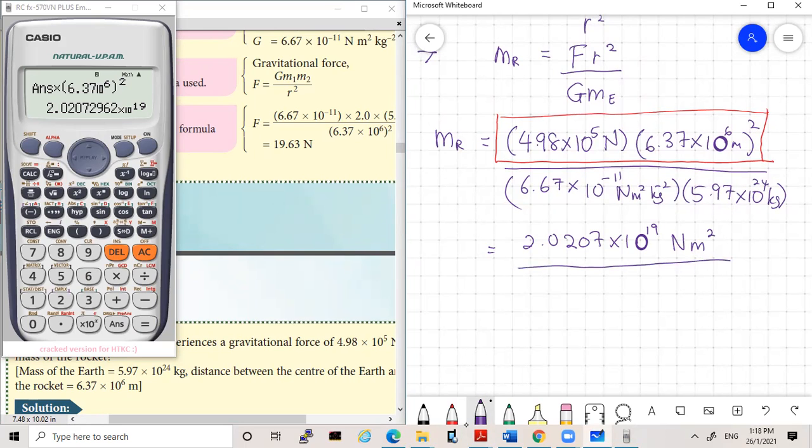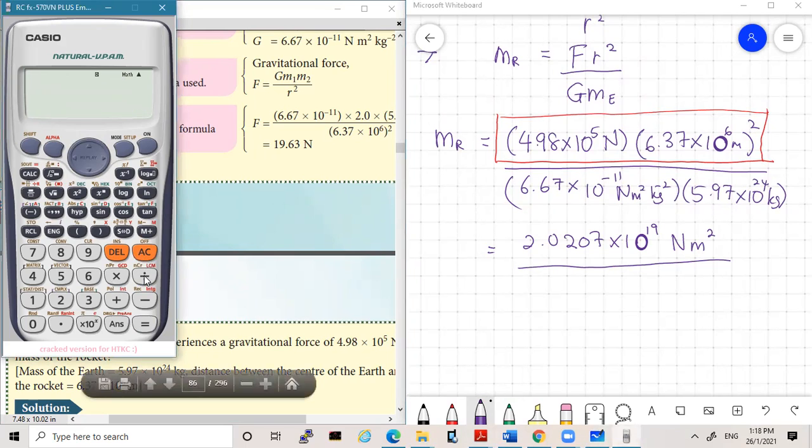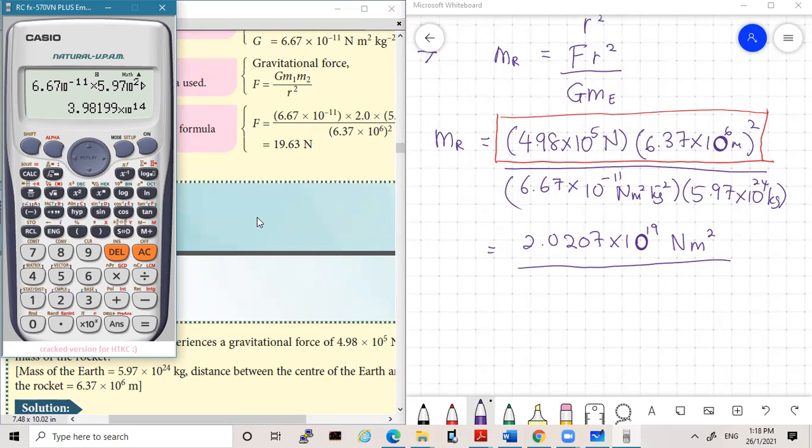Okay, the lower part. Let's try to solve the lower part. Take out your calculator, and then bracket without power, so just multiply directly. 6.67 shift exponent 10 to the power of negative 11, times 5.97 shift 10 to the power of 24. And then you will get the answer for the lower part.